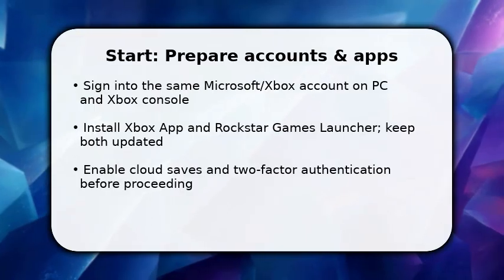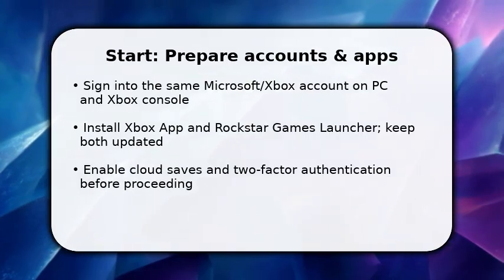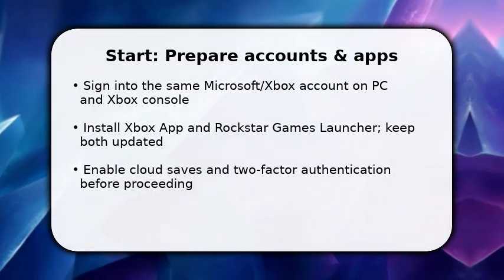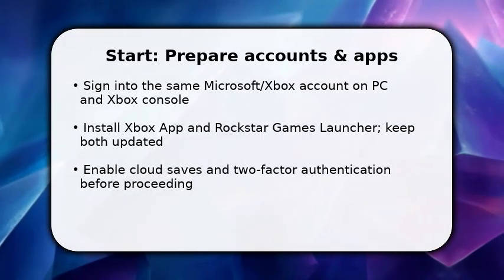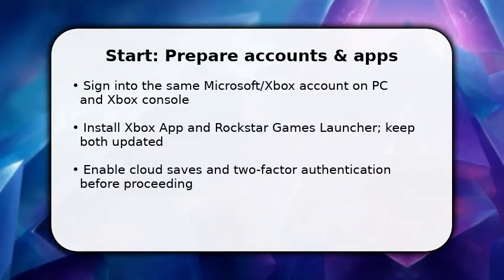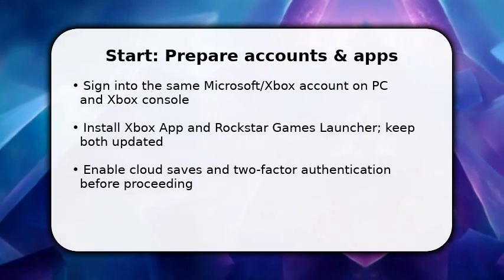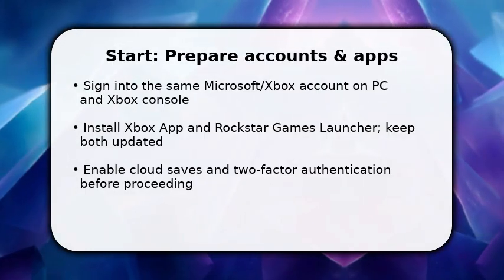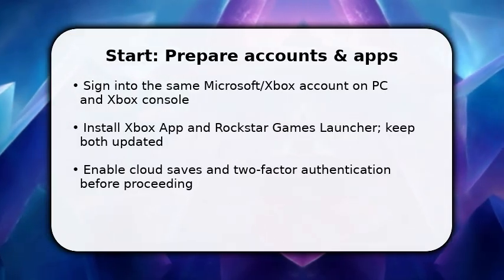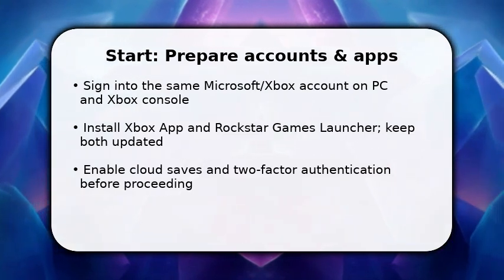You start by getting the accounts and apps aligned. Sign into the same Microsoft/Xbox account on your PC that you use on console, then install the Xbox app and Rockstar Games launcher and keep them updated. Once done, make sure cloud saves are enabled in both Xbox settings and Rockstar Social Club so your progress syncs. Also enable two-factor authentication to avoid sign-in blocks. These steps let your PC recognize the console account and prepare the game for cross-device access.